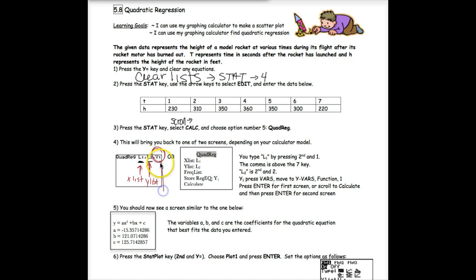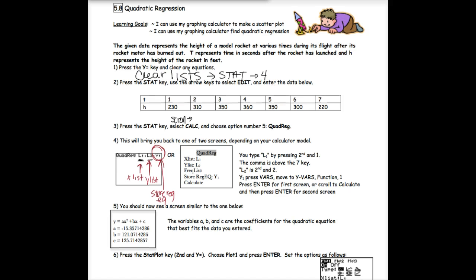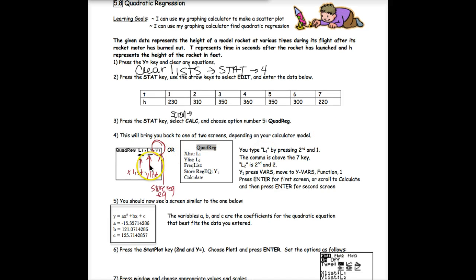And this is where I want you to store the regression equation. All right, so again, you can change this. If you used L2 and L3, obviously you would adjust accordingly. If you've already got something that you want to keep in your Y1, then certainly you can make it Y2.